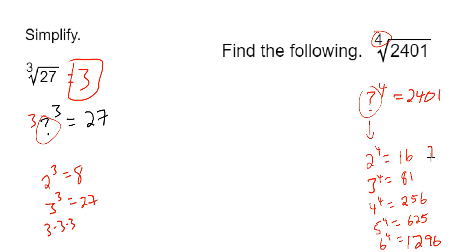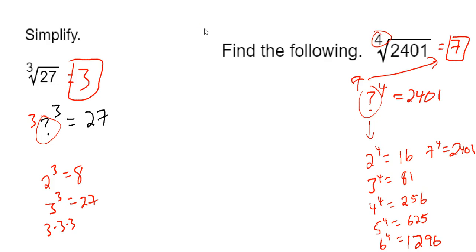So let's try 7 to the 4th power. I think this is going to be the one, actually. 7 raised to the 4th power is 2,401. All right. So we finally get there. So it's 7 raised to the 4th power that gives me 2,401. And so the answer here is 7. That's the origin of 2,401 from things being raised to the 4th power.